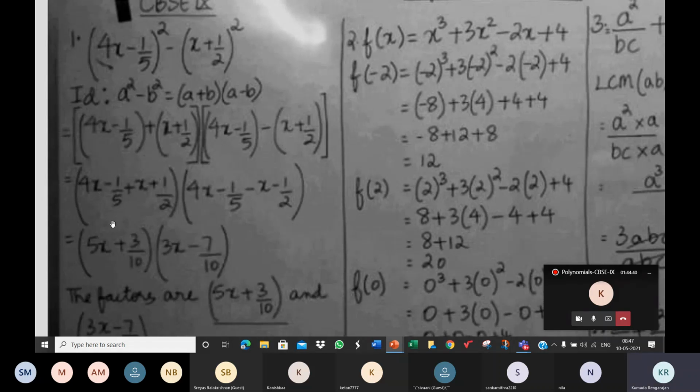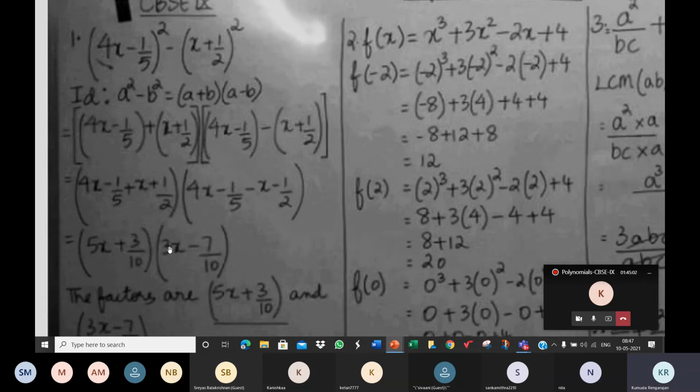And now here like terms, 4x plus 6, 5x. Minus 1 by 2 plus 1 by 2. Different sign, subtract, put the sign of the greater number. Simplify: 1 by 2 minus 1 by 5. Taking the LCM, you get 3 by 10 plus 3 by 10.